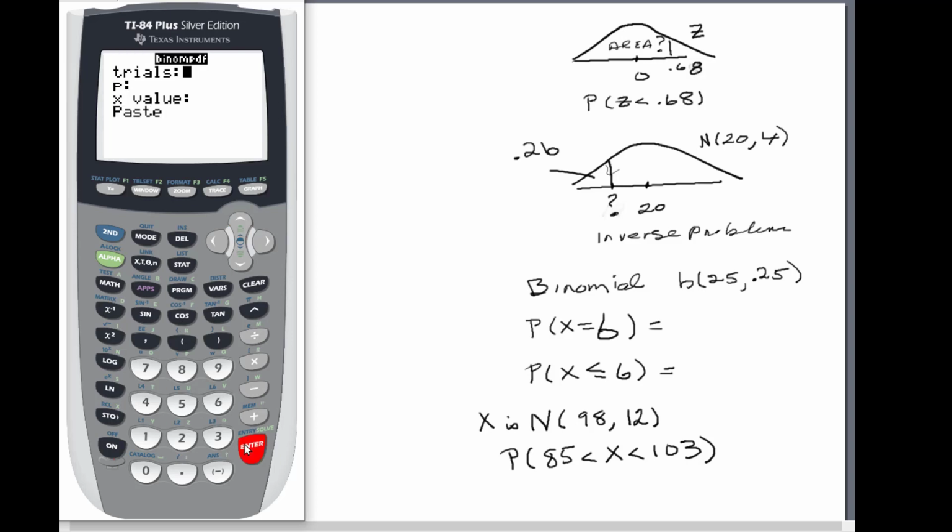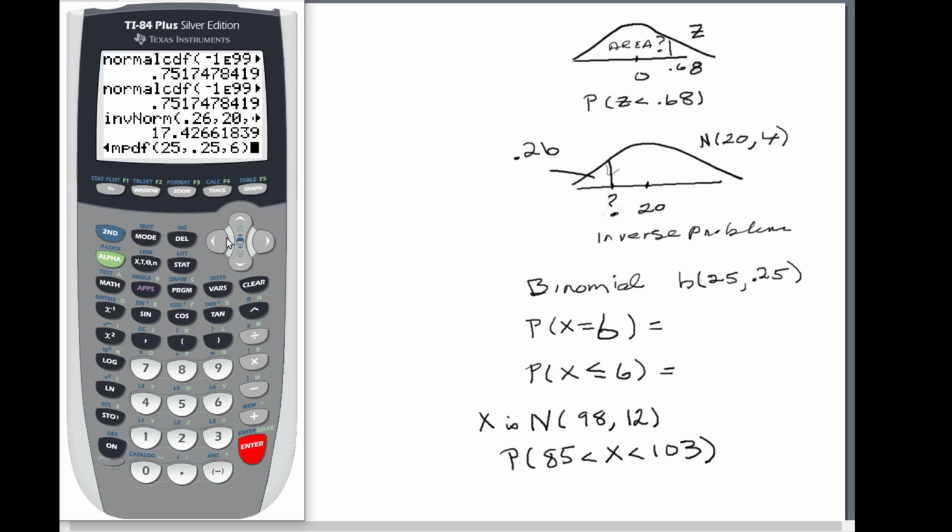So let's press enter. And these are the questions that have to be asked in order to use the binomial PDF. How many trials? Well, the number of trials in this instance is 25. What's the p-value? The p-value in this instance is 0.25, or 1/4. What's the x value? X equals 6. So we'll touch a 6, and now we'll paste, press enter. This is the binomial PDF.